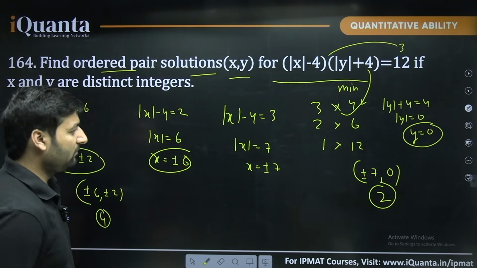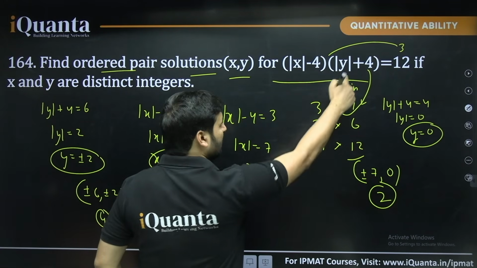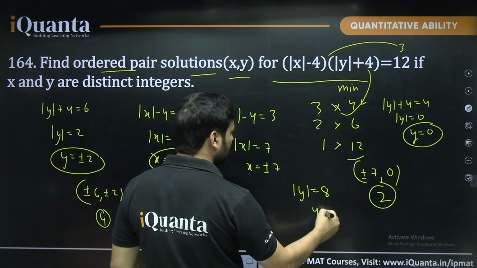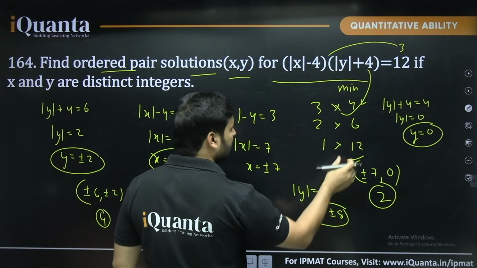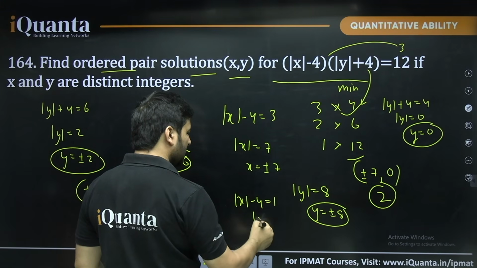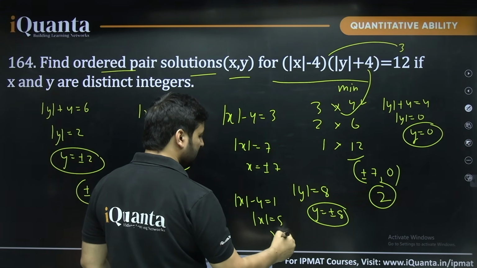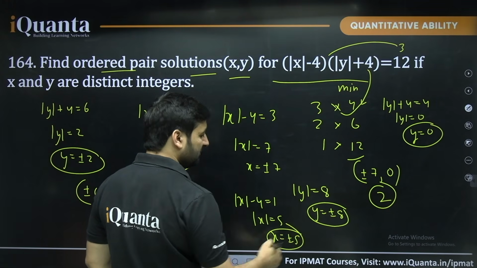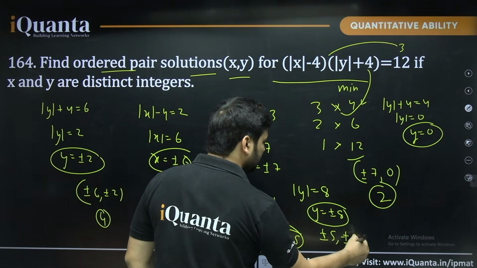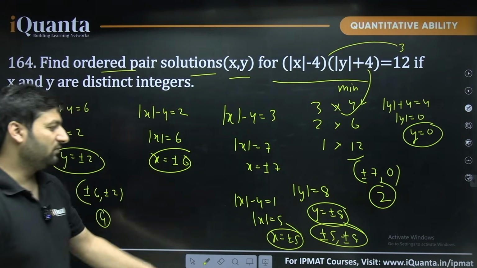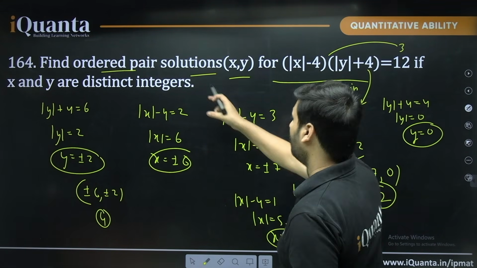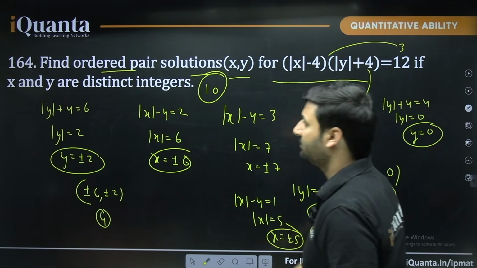We have one more pair, which is this |y| + 4, the second number, equal to 12. So |y| will be 8, y will be ±8. And if this is 12, this is 1. So |x| − 4 should be equal to 1. |x| will be 5, x will be ±5. So ±5, ±8. So 4 solutions here, 4, 4, 2, total 10 ordered pairs of solutions will be the answer to this particular question.